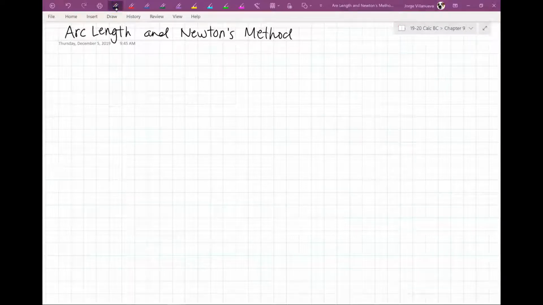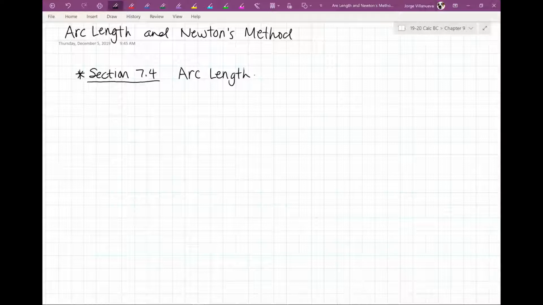All right, so arc length, you're going to actually find in section 7.4. So 7.4 talks about arc length. And this is in terms of a function, okay? There's also arc length for a polar function. There's also arc length for a, what can I think of the other one? Parametric function. So there are three arc length formulas, but all you guys have to know for right now is the arc length for a function.